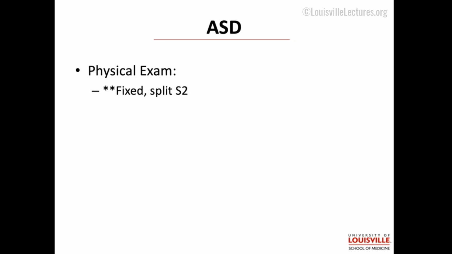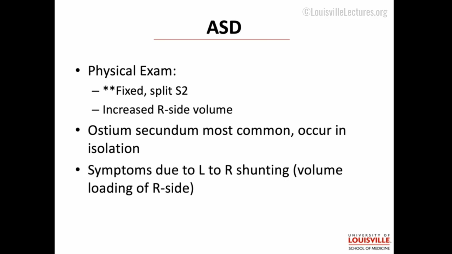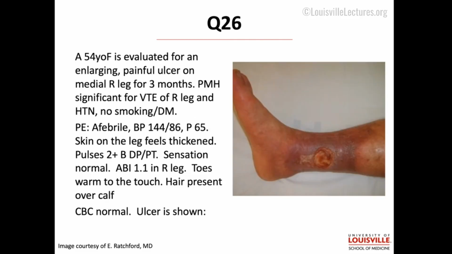Now, on exam, again, fixed split S2 with ASDs. You often will see increased right-sided volume from the left to right shunting. The most common is ostium secundum, okay? That's actually the most common type of congenital heart disease, and it can occur in isolation, not with any other defect or disease. And the symptoms are due to left to right shunting, so volume loading of the right side. Next question.